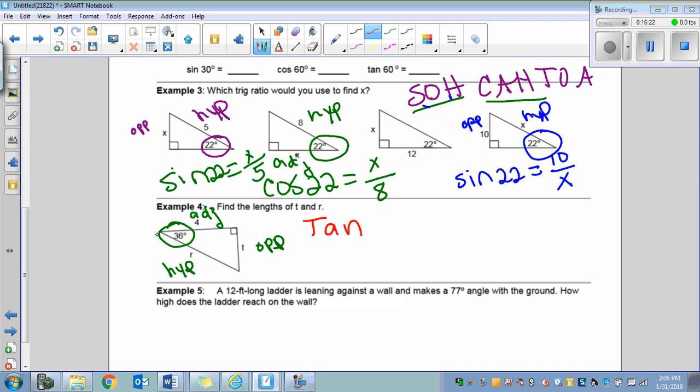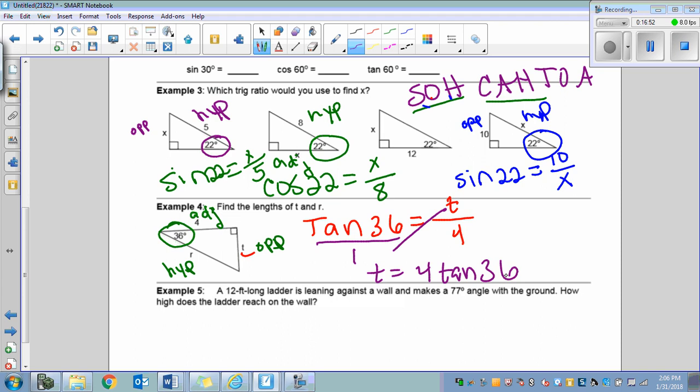Tangent of 36 degrees equals, the tangent says opposite comes first. So that means T comes first, or my variable, divided by 4, the adjacent side. Now, I'm going to cross multiply, and I'm going to show you how to do this. Whatever is our trig function, that could be over 1. I'm just going to cross multiply. 1 times T is T. 4 times tangent of 36 is 4 tangent of 36.